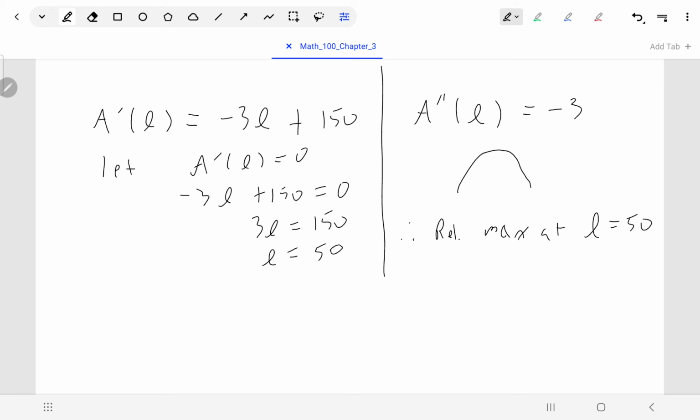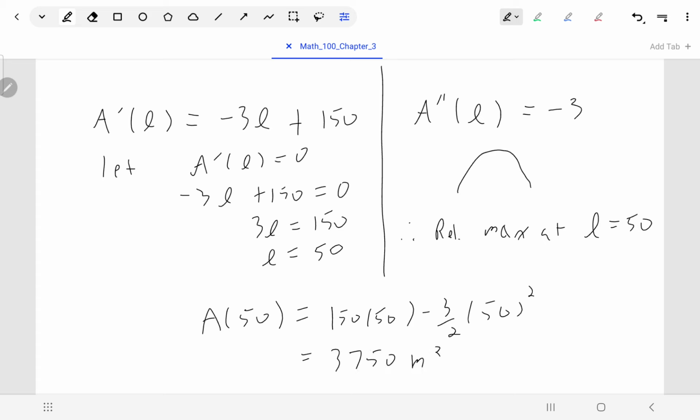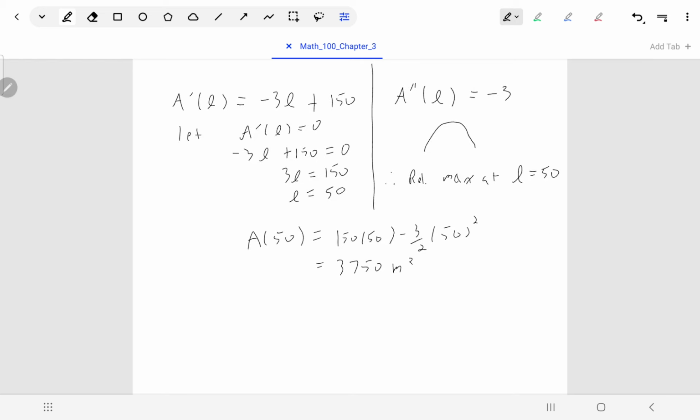And if we wanted to find out what that relative maximum value is, we could say, well, using our area formula, our area at L equals 50 is 150 times 50 minus 3/2 times 50 squared. So we can come up with our total area for this, and that is 3,750 square meters. So those are the two plots together. Right now, I've only confirmed that it's a relative maximum. I need to confirm whether that's actually an absolute maximum.